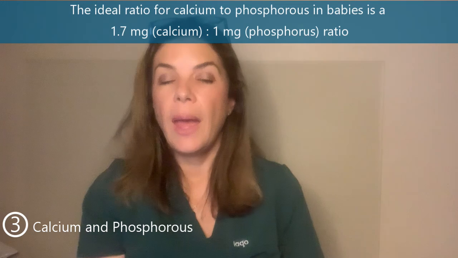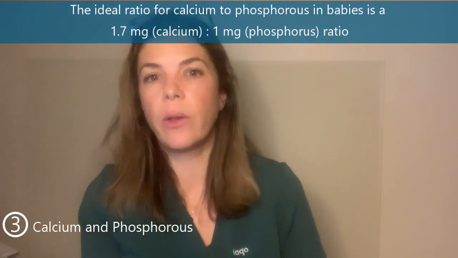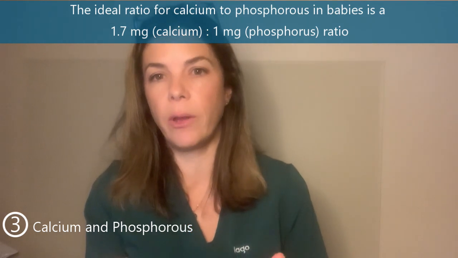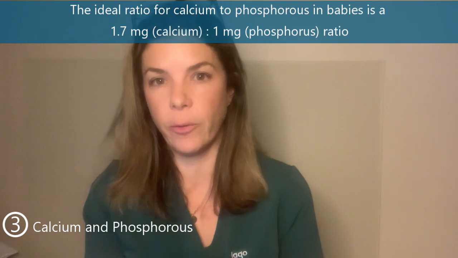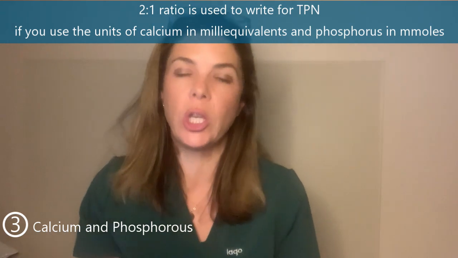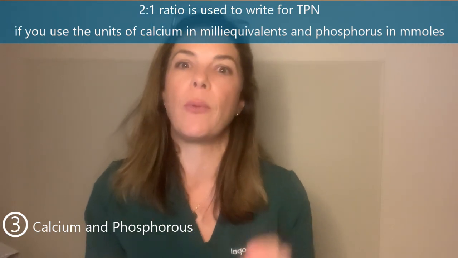Many different studies have been done kind of trying to figure out exactly the ideal calcium to phosphorus ratio that we should be trying to give in TPN. And it's kind of decided upon the answer of 1.7 to 1, so 1.7 milligrams of calcium to 1 milligram of phosphorus. Annoyingly, that's not normally how we write for the TPN. So really the ratio, if you kind of use slightly different units, is 2 milliequivalents of calcium to 1 millimole of phosphorus. So it really is a 2 to 1 ratio, which at least is easier to remember. You just have to remember it's milliequivalents to millimoles.